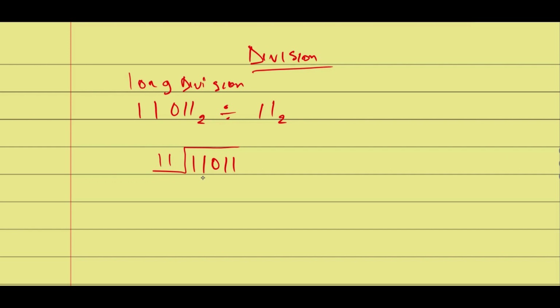So if we go ahead and divide this by this, we have 1. If we multiply, we have 1 and 1. Then we're going to subtract, following your long division rule. So this is going to be 0 and 0. So we have 0.